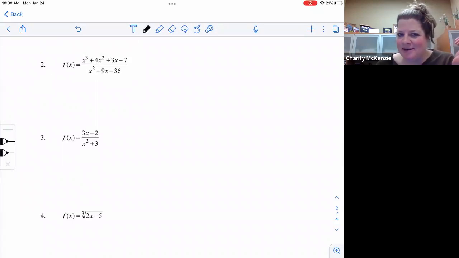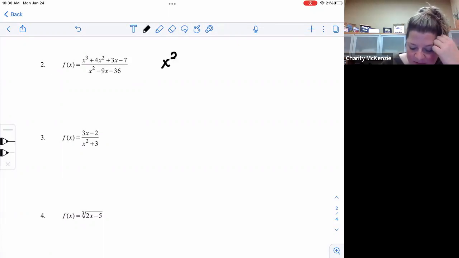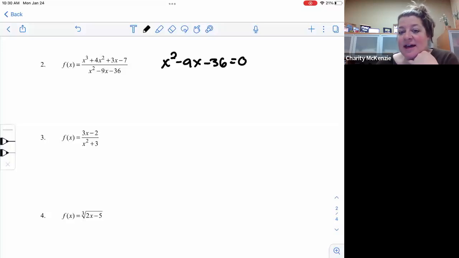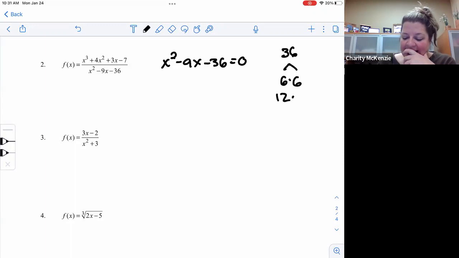Where is this continuous? Well, we have that denominator, so we have to look at where that denominator equals 0. So x squared minus 9x minus 36. Where does that equal 0? We can look at factoring. What multiplies to 36 that would add to 9? Well, it's not 6 and 6 because those don't add to 9. So 12 and 3. 12 times 3 is 36. That one is going to subtract to 9. And we want this one to be negative because we want it to become a negative 36. So that's what we're going to use.